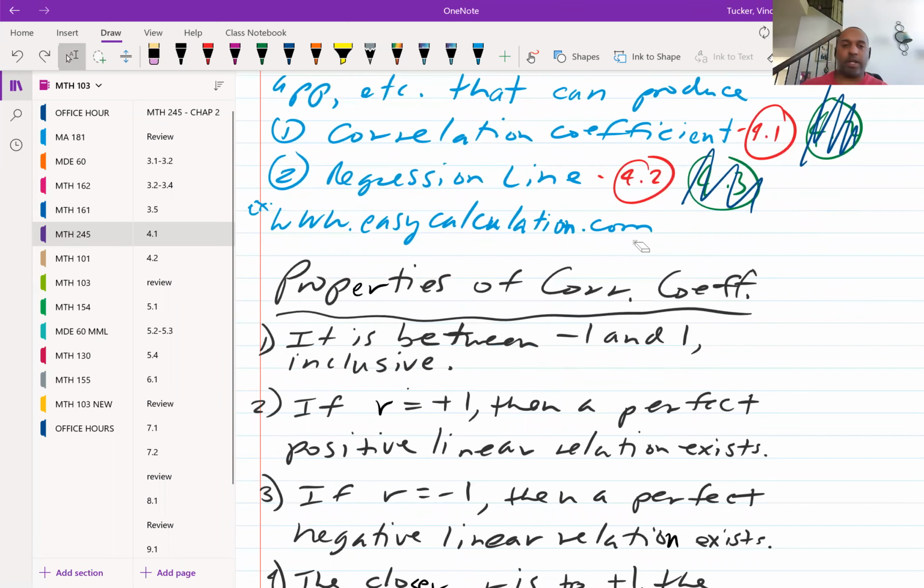All right, so now we're looking at the properties of the correlation coefficient. It is between -1 and +1 inclusive. So it means it can be 1 or -1, but also the values in between. If R is +1, then a perfect positive linear relation exists. If R is -1, then a perfect negative linear relation exists.